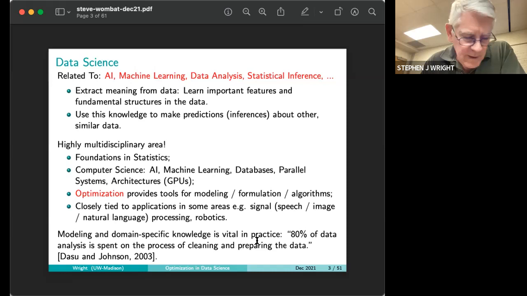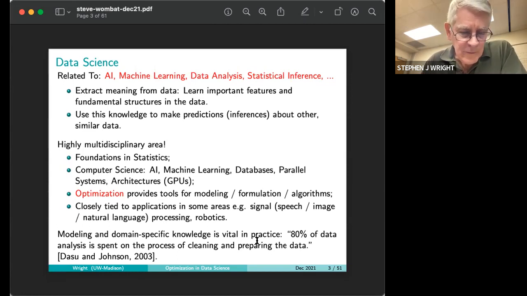And the theme of this talk is that optimization provides a lot of important tools in modeling, formulating, and solving these problems using algorithms. And in certain areas of data science, there are very close ties to the application. When you're dealing with signal processing, where the signals can be speech, images, or natural language, the data science techniques are very customized to those applications. And robotics is another area where there's a lot of highly customized data science going on.